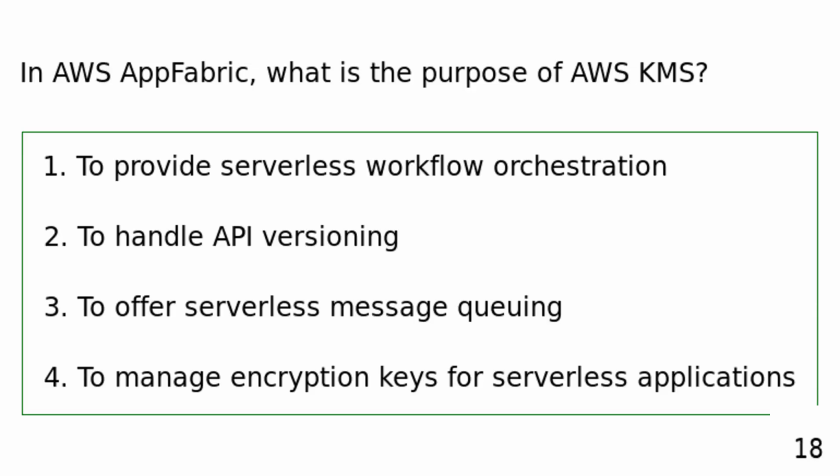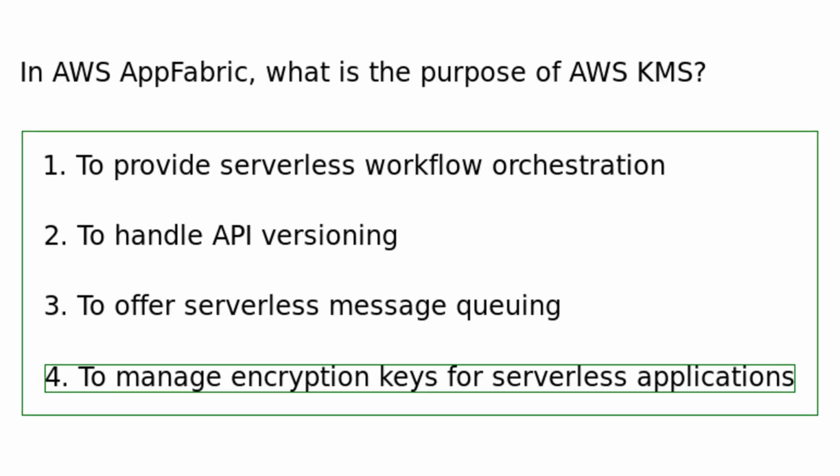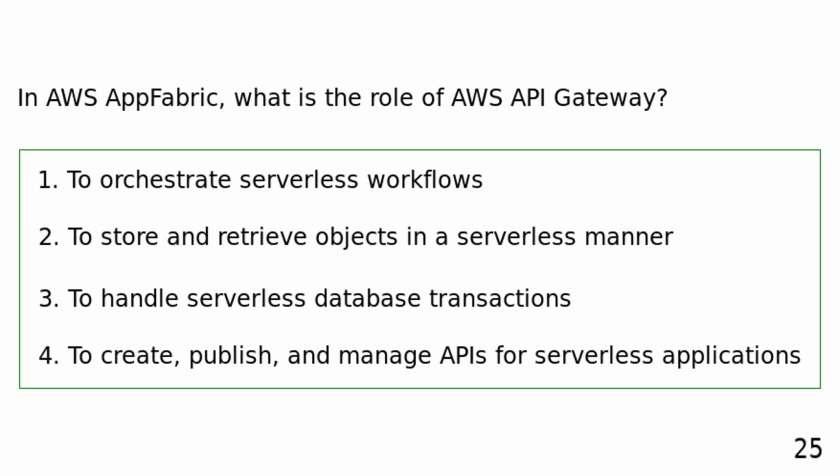In AWS AppFabric, what is the purpose of AWS Key Management Service? To provide serverless workflow orchestration. To handle API versioning. To offer serverless message queuing. To manage encryption keys for serverless applications. AWS Key Management Service in AppFabric helps manage encryption keys used to secure data in serverless applications, ensuring data privacy and compliance.